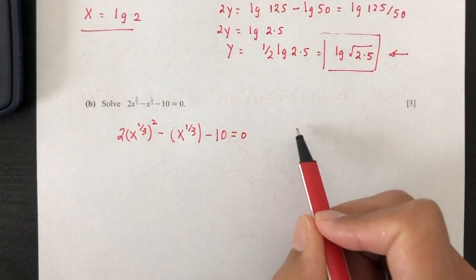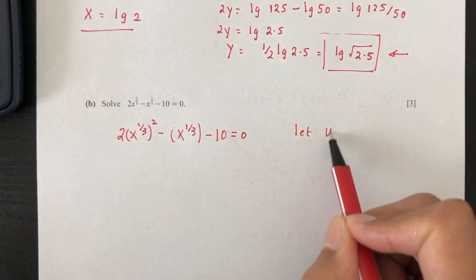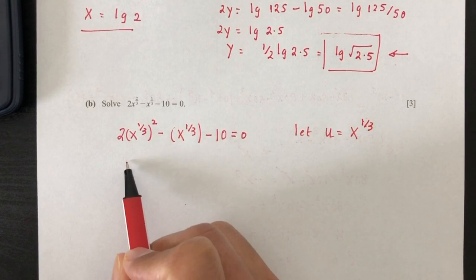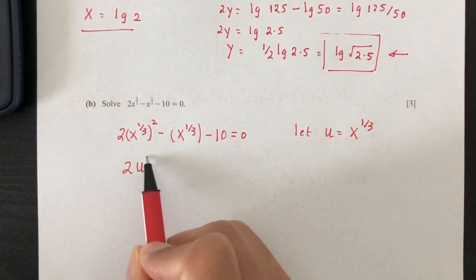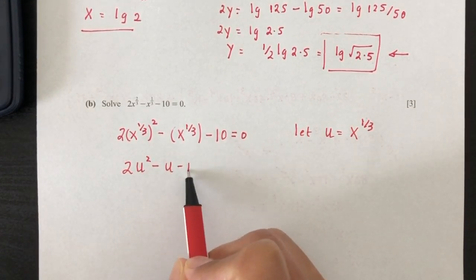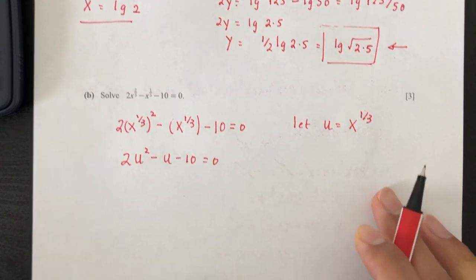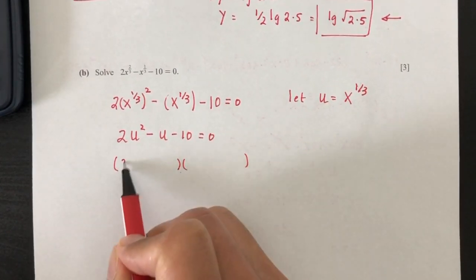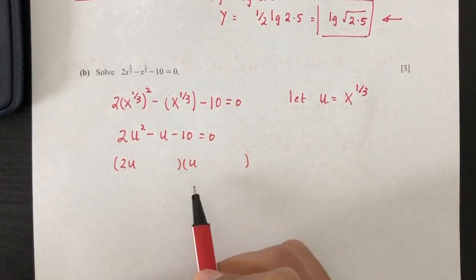So what can we do in this case? We can say let u equal to x^(1/3). That will become 2u squared minus u minus 10 equal to 0. So let's first solve for u. Factorize. That will become 2u times u.